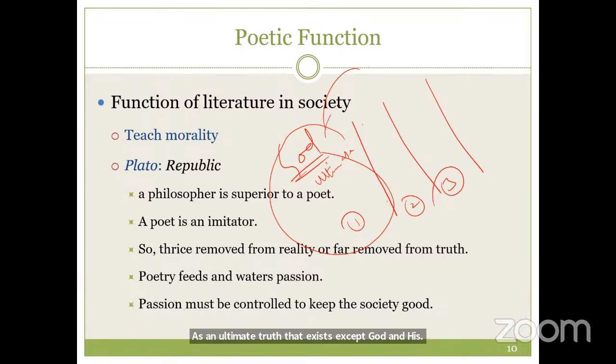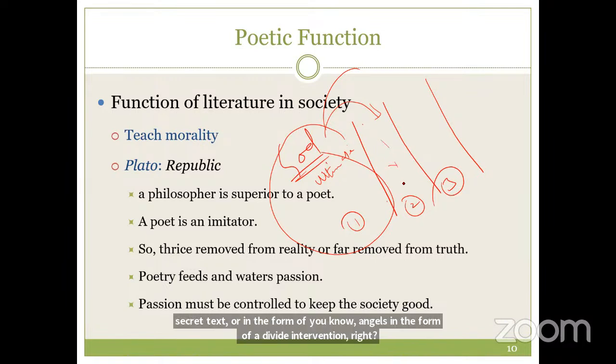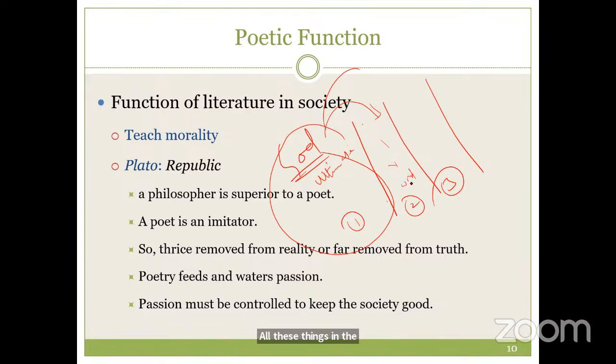Okay. Now, whatever comes to us in the form of sacred text or in the form of angels, in the form of divine intervention, right? All these things in our world, that is a material world, right? It is a copy of this ultimate truth. So this is the truth in original form, and this is the second copy of that.